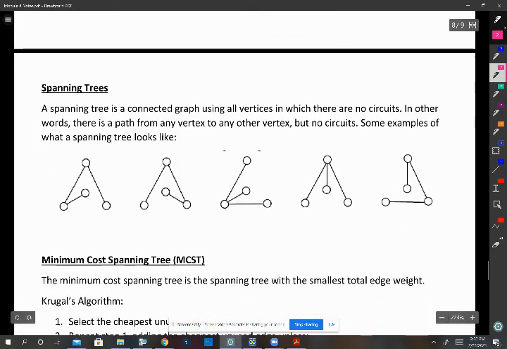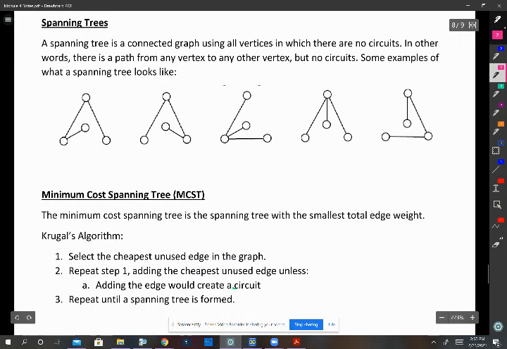The last thing that we're going to talk about is a spanning tree. A spanning tree is a path, so it's not a circuit. It's connecting all the points, so it needs to be connected, but it's not creating a circuit, and you need to be able to visit every point once. So these are all examples of spanning trees. So notice how unique they are. They're all different. They cannot create a circuit.